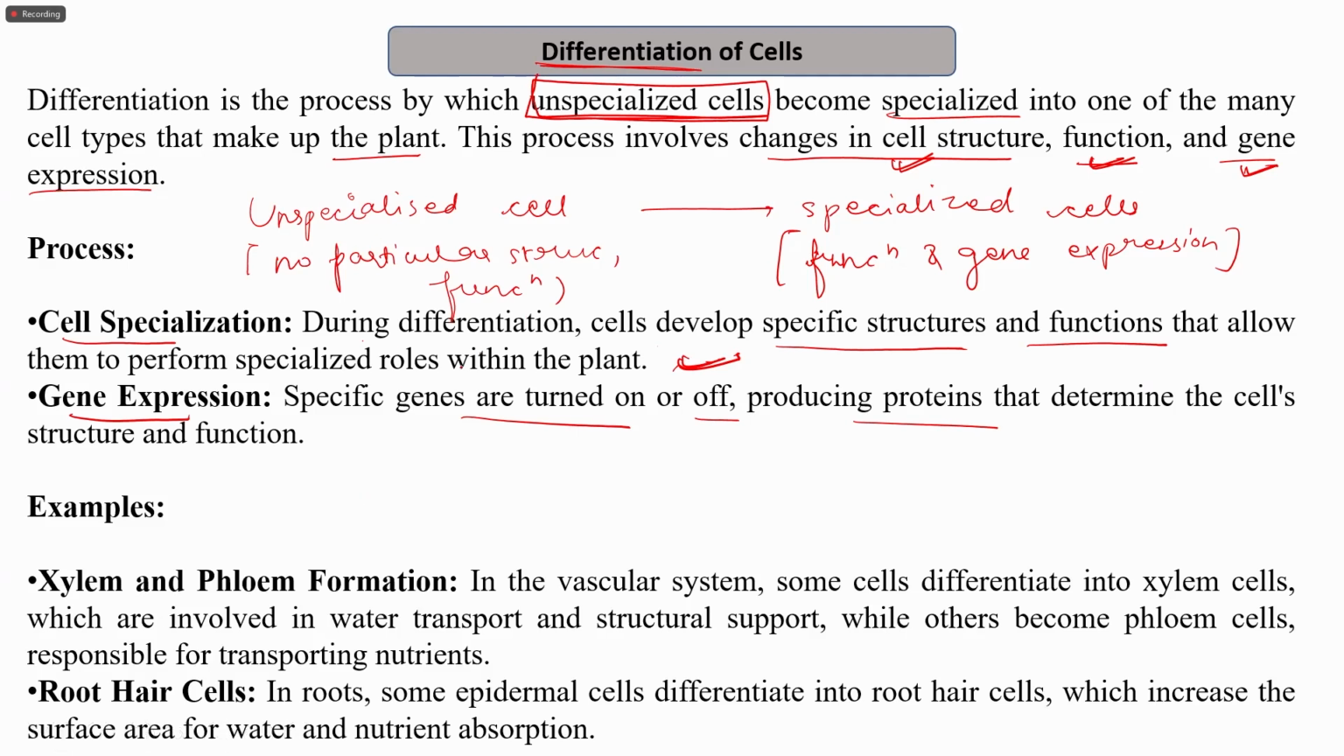Examples where the differentiation of cells happens are xylem and phloem formation. These examples are important, because as a result of differentiation, xylem and phloem formation happens. In the vascular system, some cells differentiate into xylem cells, which are involved in water transport. So xylem is involved with water transport, phloem is involved with nutrient and sugar transport.